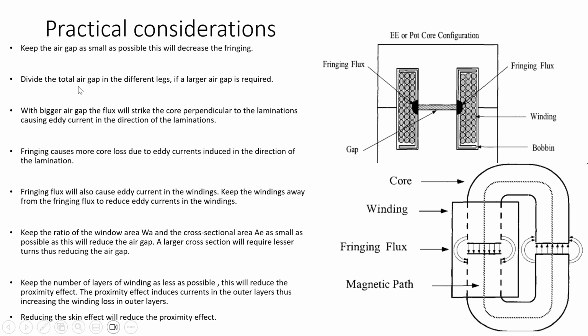If a larger air gap is required, then we can divide the total air gap into different legs. For example, we can make an air gap here, and an air gap here, and also here. So we can divide the total air gap into 3 legs, or in this case into 2 legs. This will reduce the fringing flux. The fringing flux causes more core losses due to eddy currents induced in the direction of the laminations. So this we can see here.